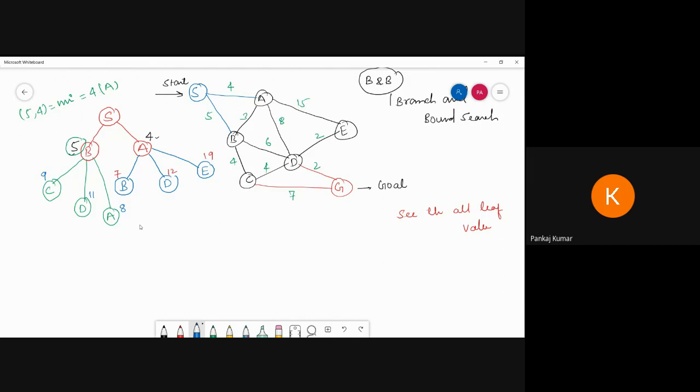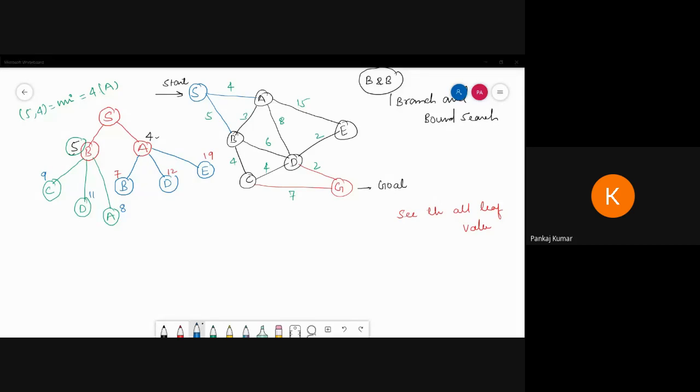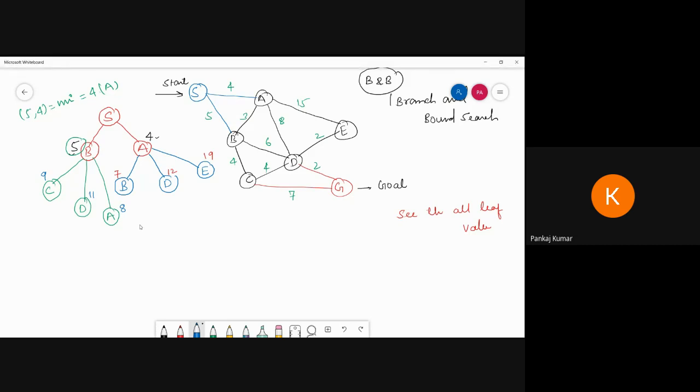Is it clear? Hello. Anyone have a doubt? Okay. Now A is the minimum. So now see, again A is the minimum, 5 plus 3, 8. I am going to explore A again. So I can get A to B, A to D, A to E, and then A to B again.